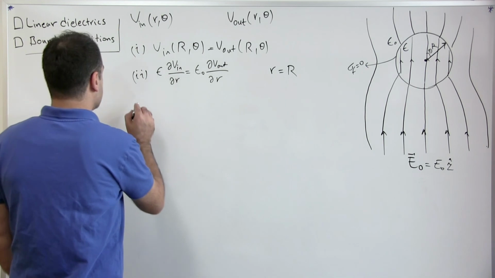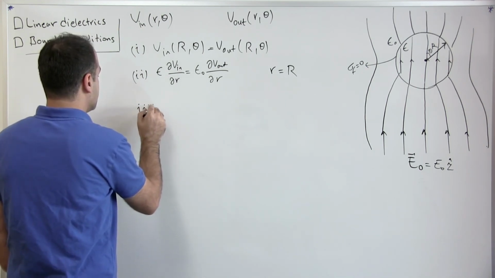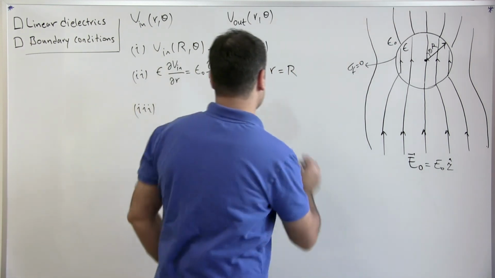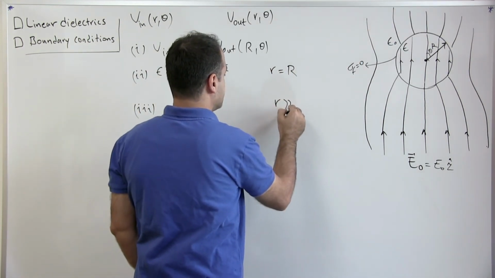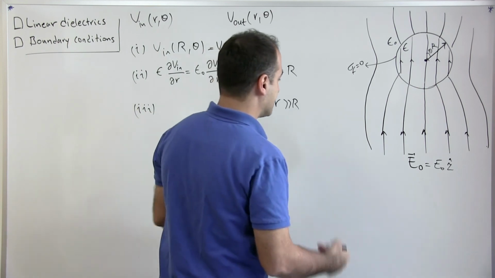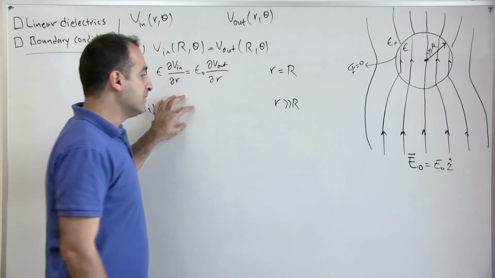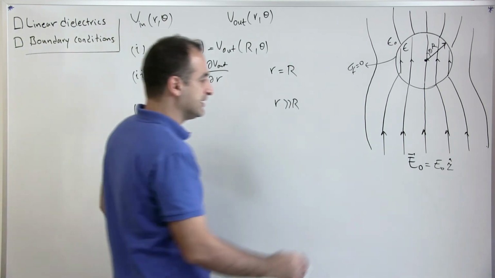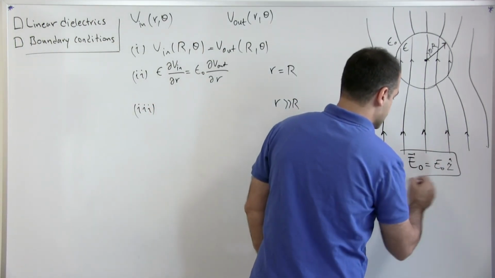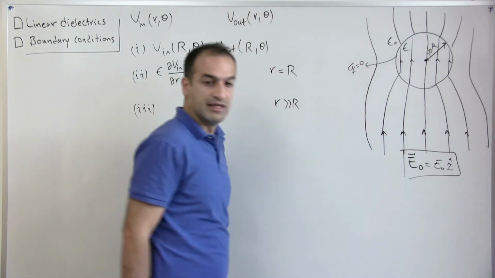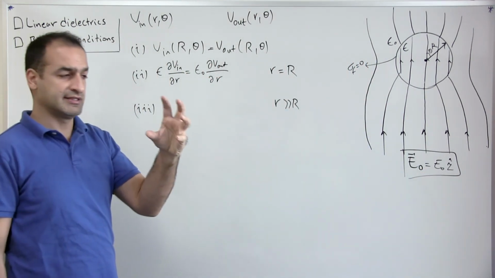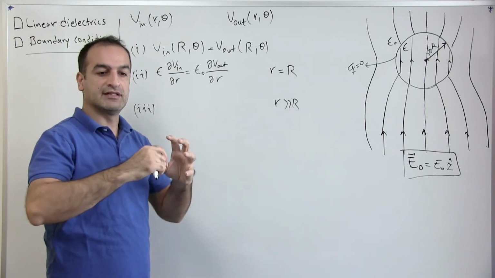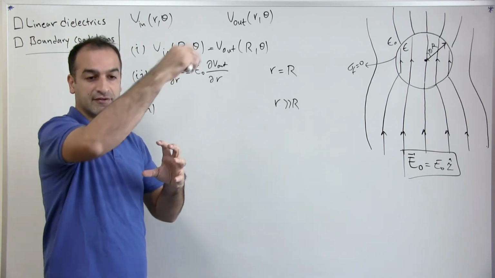The boundary condition number 3 is for the case that we are way far from the surface, where r is much greater than R. We are close to infinity. The way the electric field and electric potential should behave should be equal to the behavior of this electric field, because we know that the dielectric sphere is not going to make much difference at positions that we are far from it.